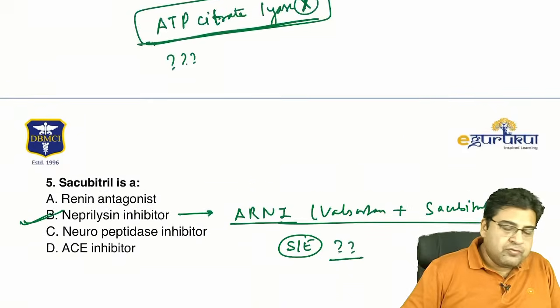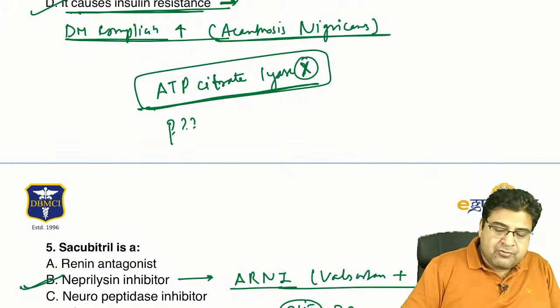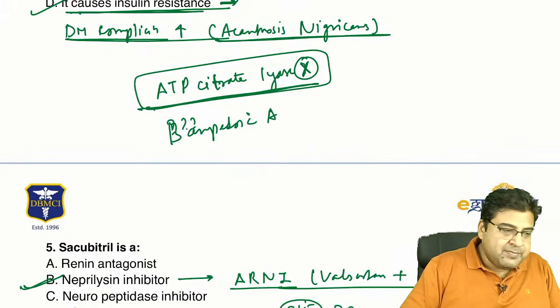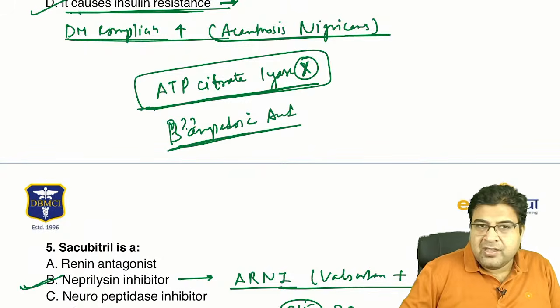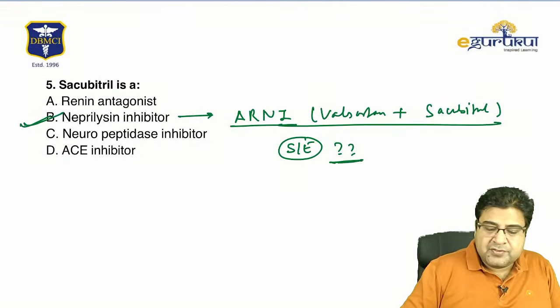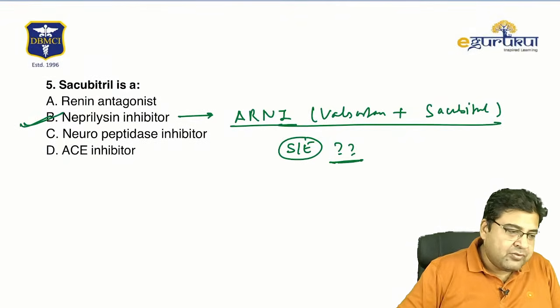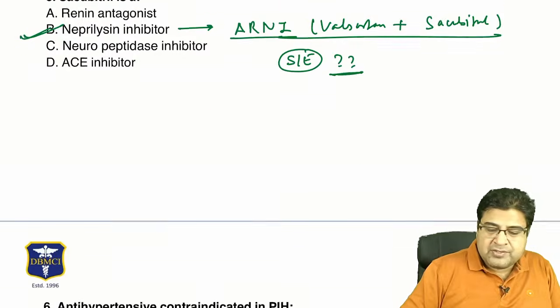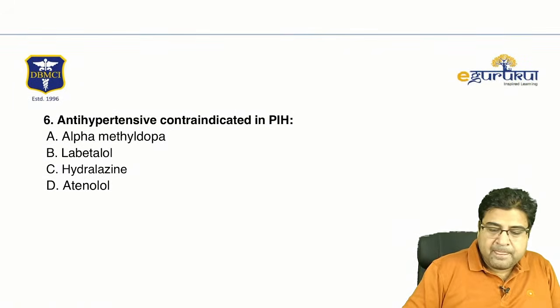Yes. So, we have already covered that the ATP citrate lyase inhibitor is bempedoic acid. Bempedoic acid is a medicine that will not cause myopathy. That's an advantage over a statin. Now here you have to tell me the side effect of sacubitril that we have already covered in one of the previous questions. The side effect of sacubitril we have covered.